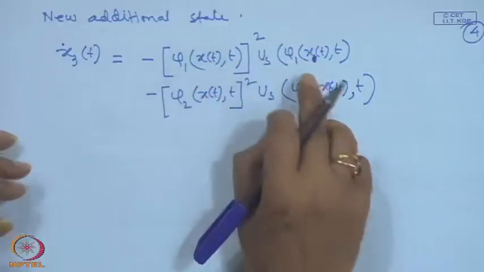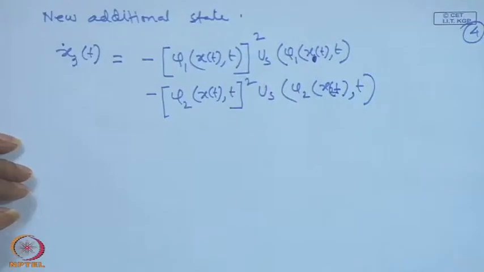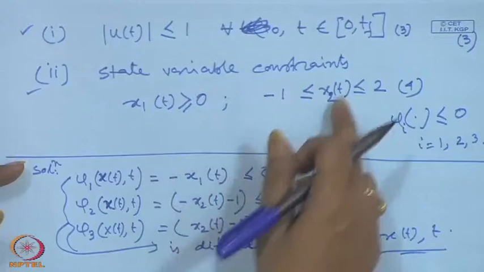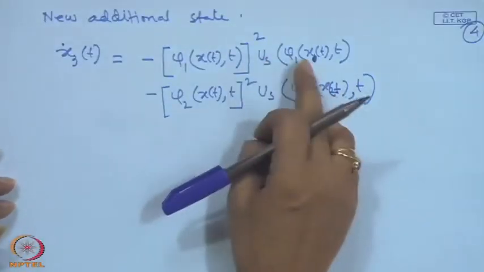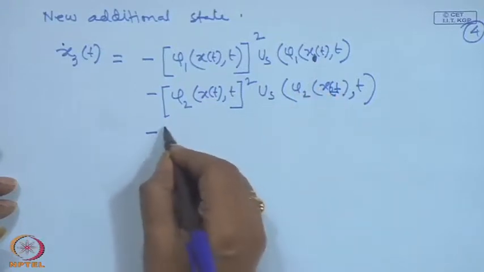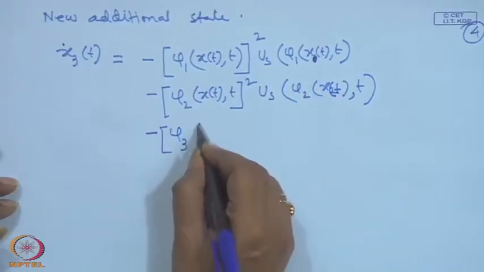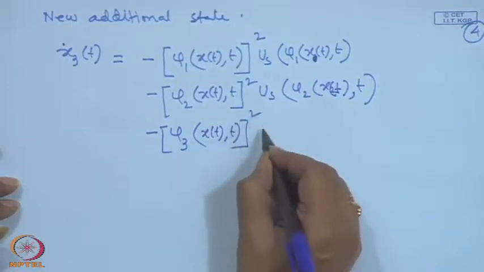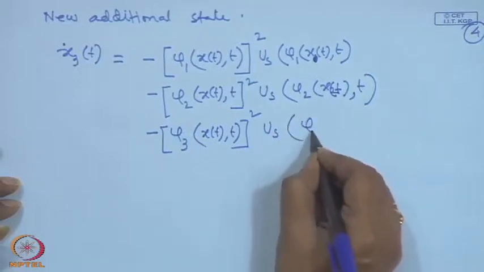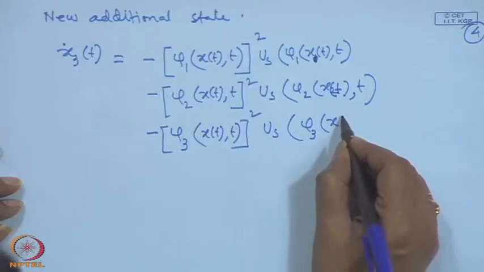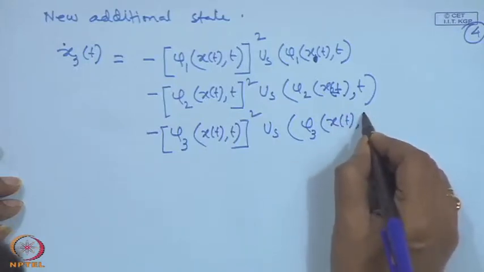That if it is a state constant, the way we are writing here is a function of x 1 or a function of x 2. So you can write more specifically: the first is a function of x 1, the second one is a function of x 2, and the third is psi 3 of x 3 of t, whole square, u of s psi 3 x of t, comma t.